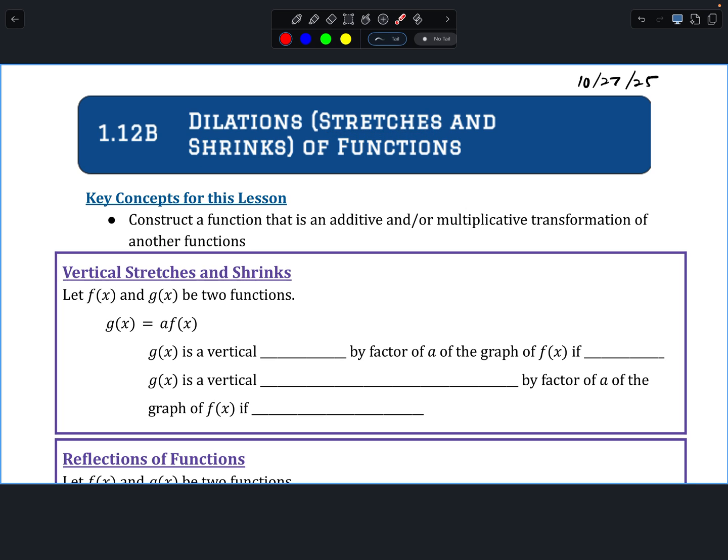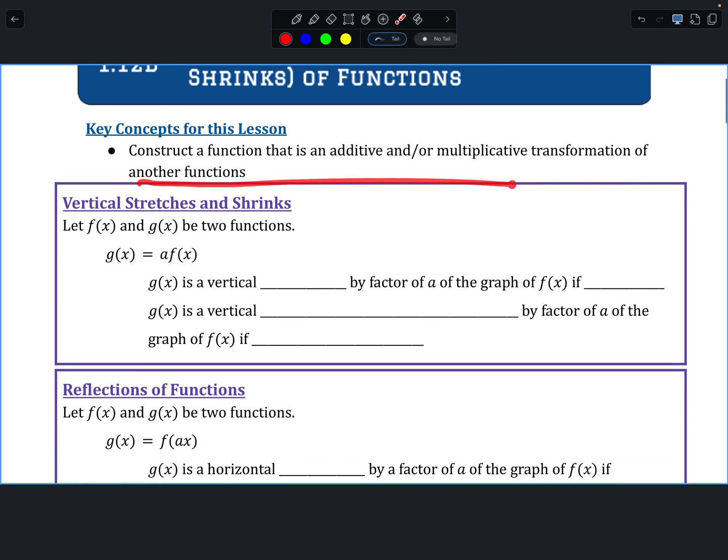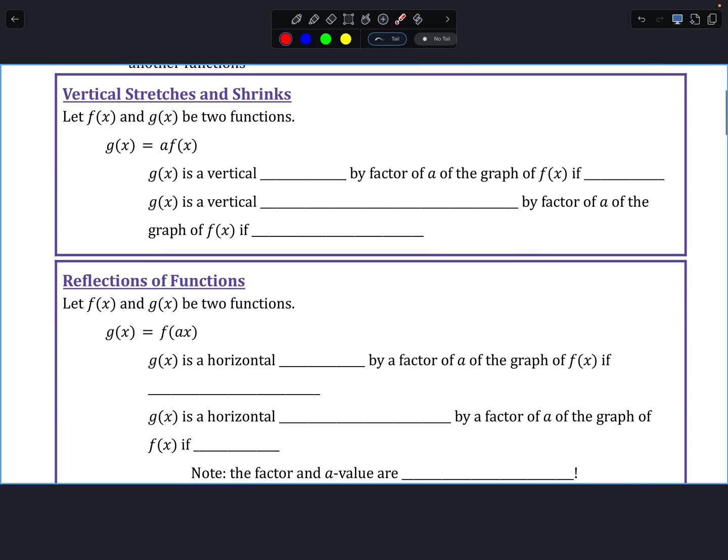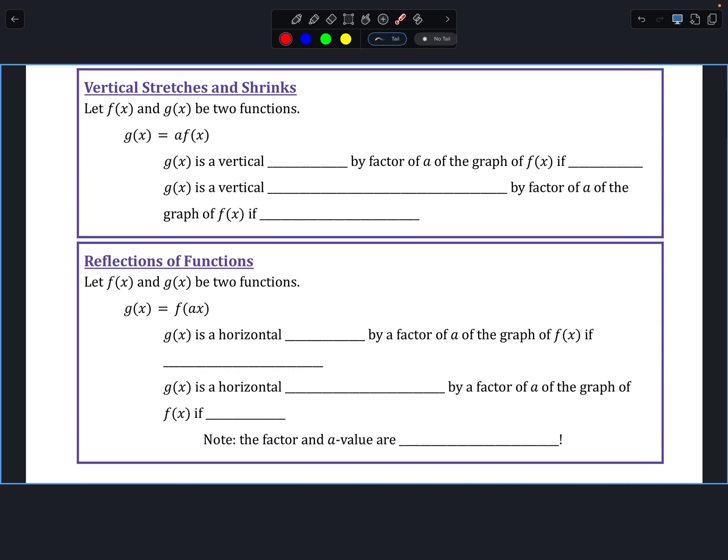Okay, so in Math 3, I forgot to change this, my bad guys, just ignore that. That's messed up too. Does this say that on your guys' too? It's supposed to say horizontal stretches and shrinks. Oh my goodness.